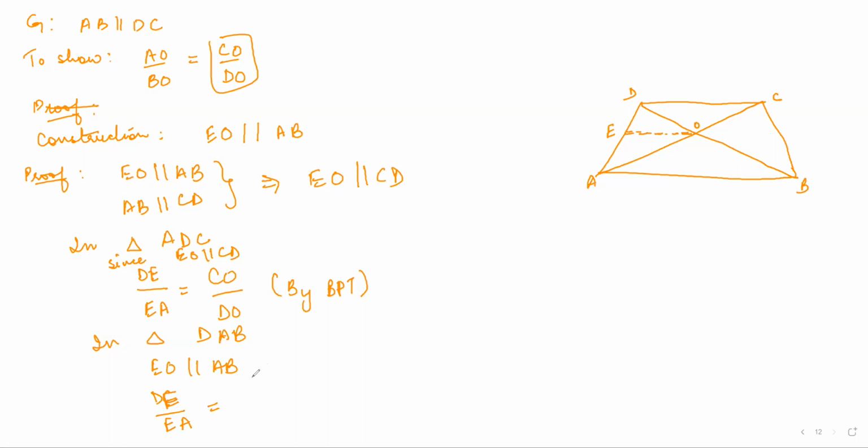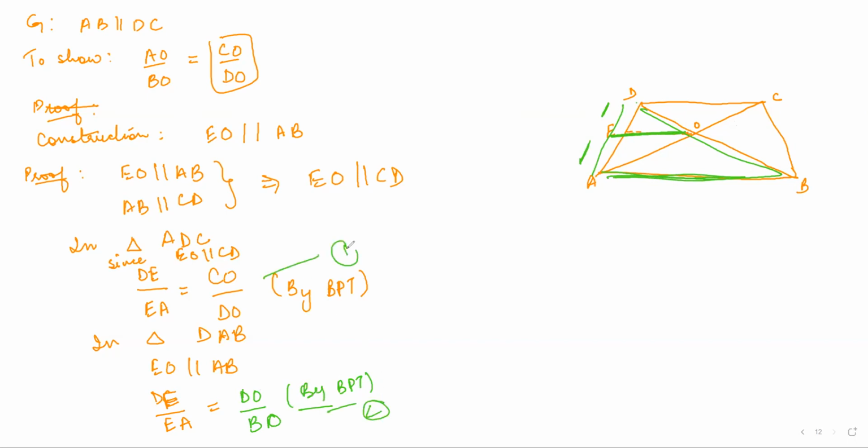I'm taking, first of all, Sarah, this triangle, right? Okay. So in this triangle, this line is parallel to this line. Understood? So that means the other two sides are in proportion. So if I'm taking DE upon EA, so this side, what should I take? DO upon OB. Exactly. DO upon BO, right? OB or BO, same thing. So this is obviously by BPT. So this is equation 2 and this was your equation 1.